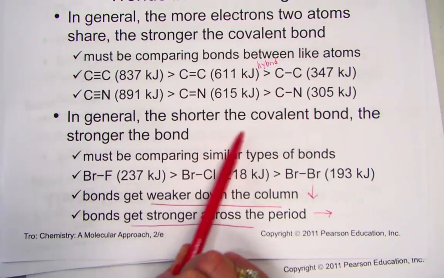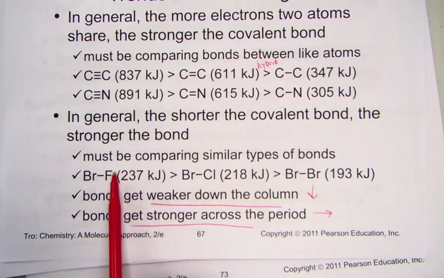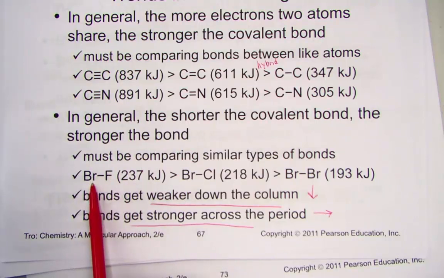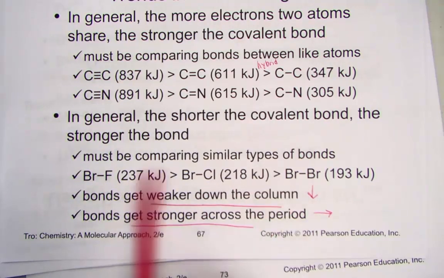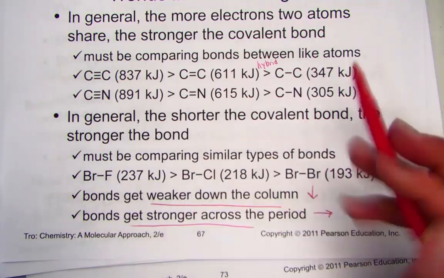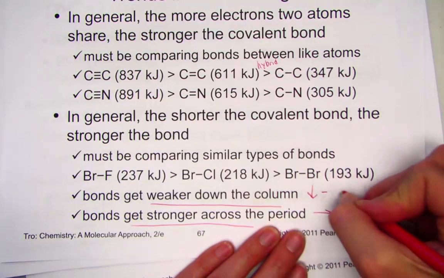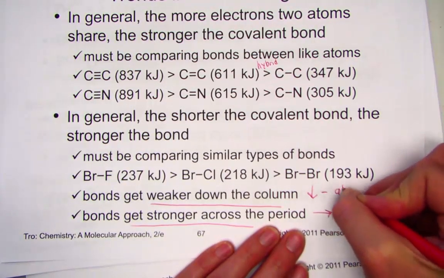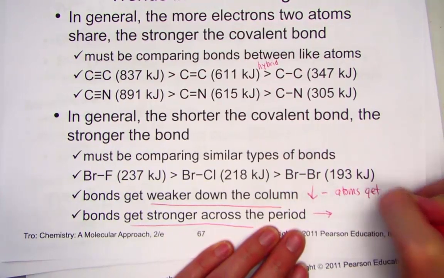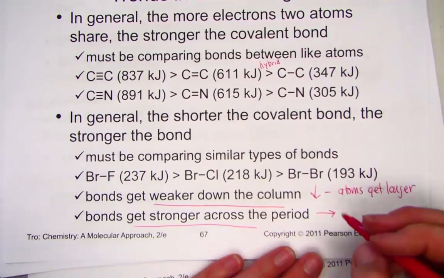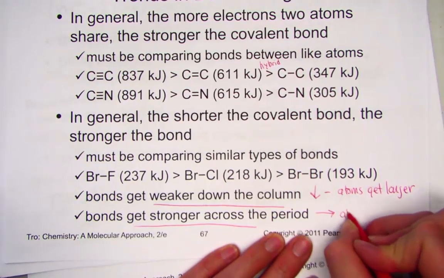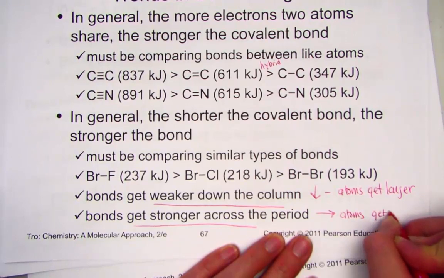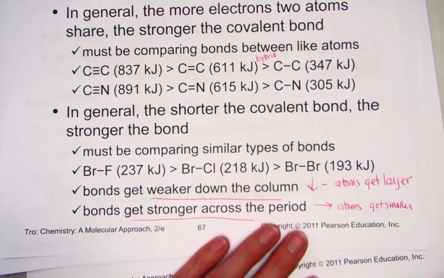In general, the shorter the bond, the stronger the bond. You can see comparatively a single bond bromine to fluorine, 237, a little less for bromine to chlorine, and a little less yet for bromine to bromine. So they get weaker as you go down a column. As you go down, remember that atoms are getting larger. As you go across the period, the bonds get stronger. Remember that atoms get smaller as you go across a row on the periodic table.